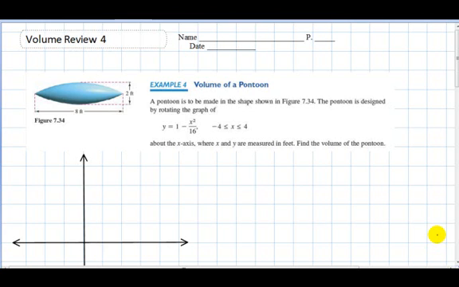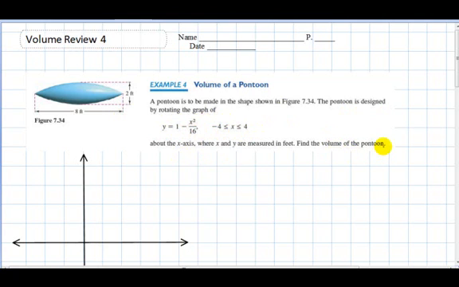Our first example is about finding the volume of a pontoon, where the pontoon is made up in the shape shown in this figure here. The pontoon is designed by rotating the graph y equals 1 minus x squared over 16 from negative 4 to 4, basically, about the x-axis, where x and y are measured in feet, and we want to find the volume of the pontoon.